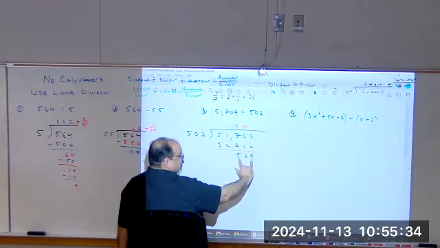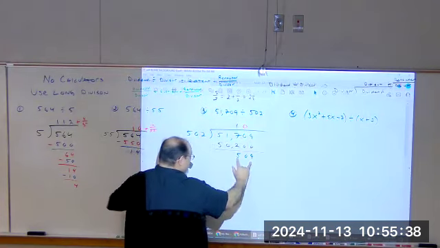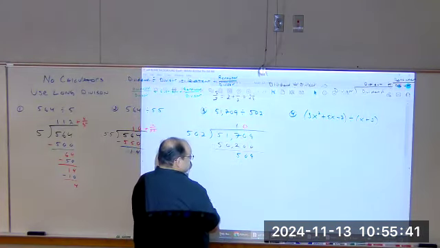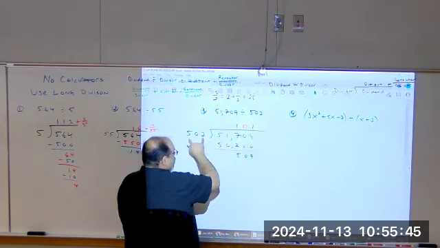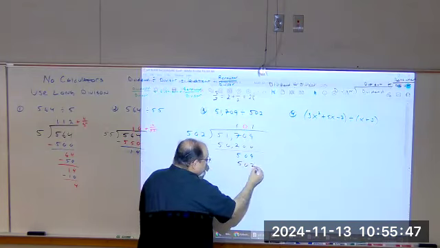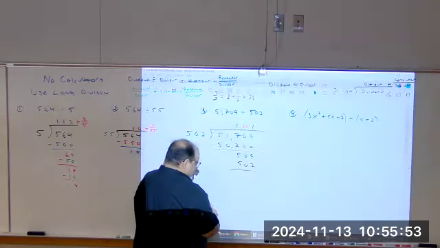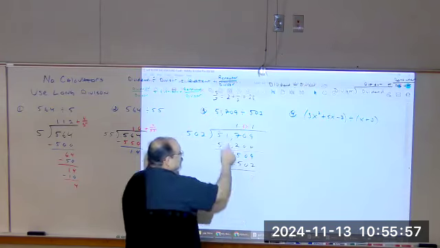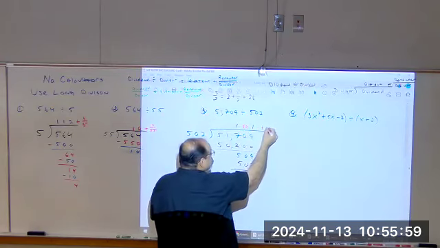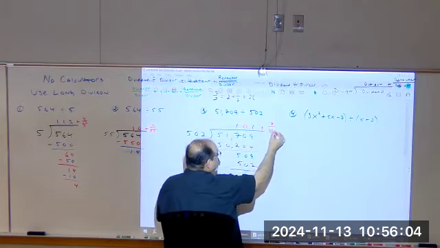In the ones place, we're now looking at 509. How many times can 502 go into 509? Once. One times 502 is 502. And then we subtract. 509 minus 502 is equal to 7. So this is 101 plus 7 over 502.